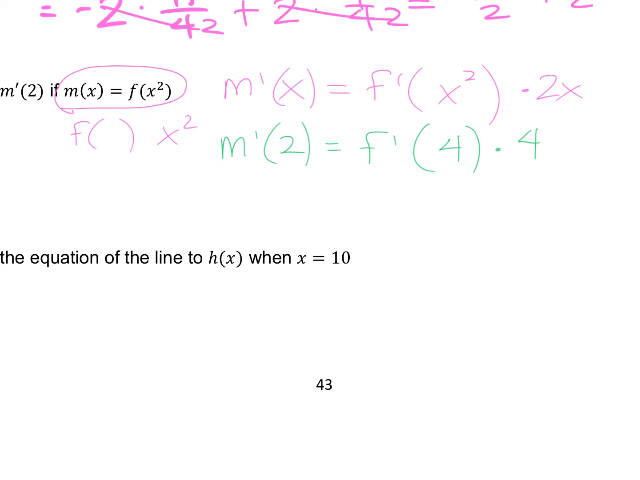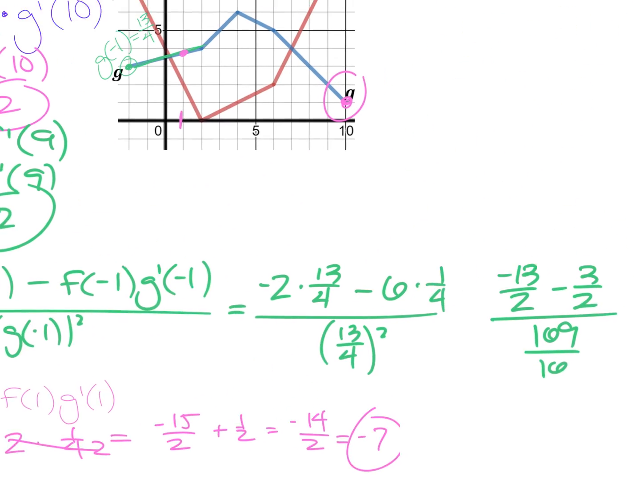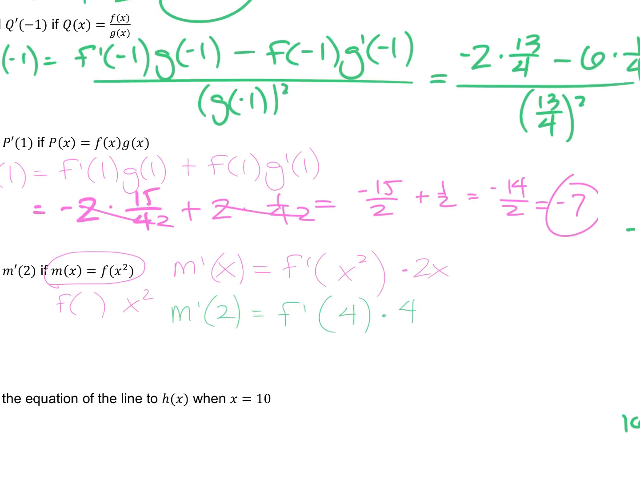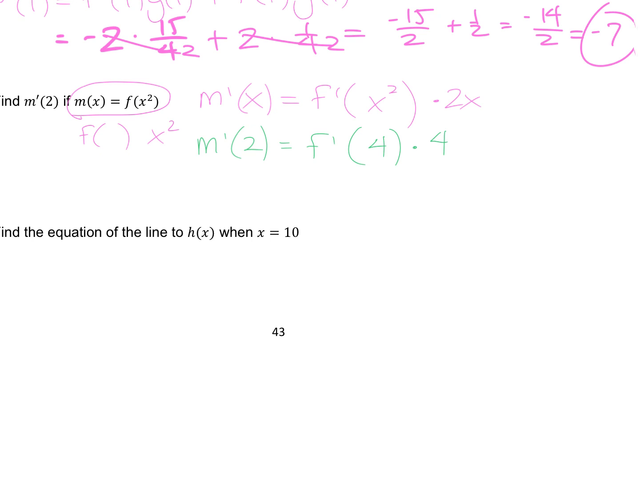All right, well, let's go back up to the graph. How do I find f prime of 4? Slope at 4. So I go to my graph. At 4, my slope of f of x is what? F of x, it's the bottom one, this one. So that slope is what? 1/2. So that is 1/2 times 4, which is just 2.